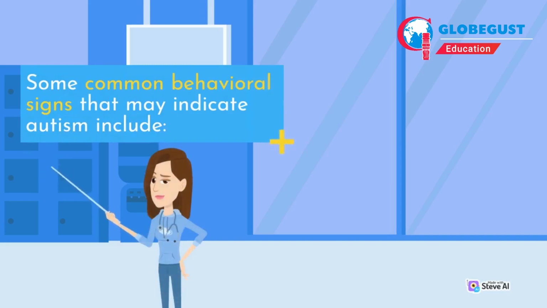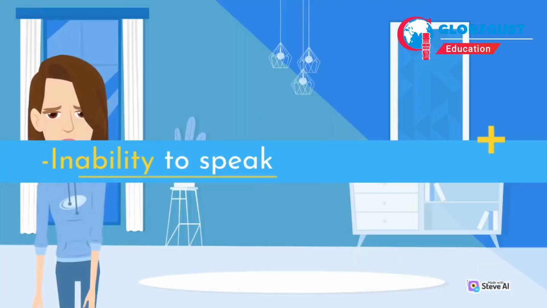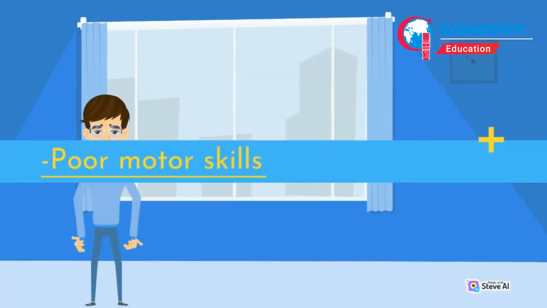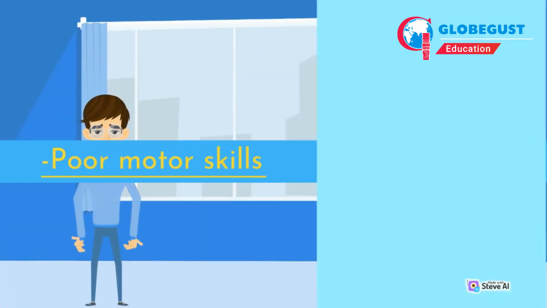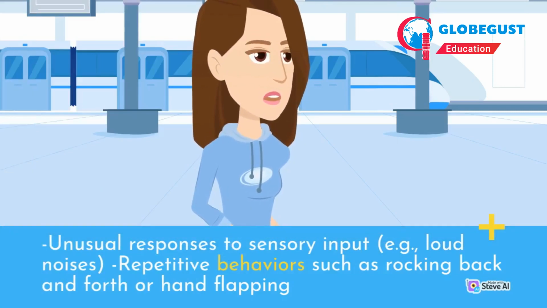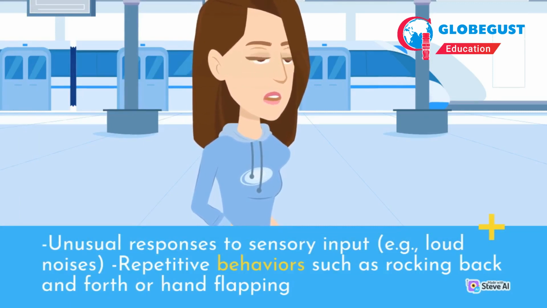Some common behavioral signs that may indicate autism include lack of eye contact, inability to speak, poor motor skills, unusual responses to sensory input, for example, loud noises, and repetitive behaviors such as rocking back and forth or hand flapping.